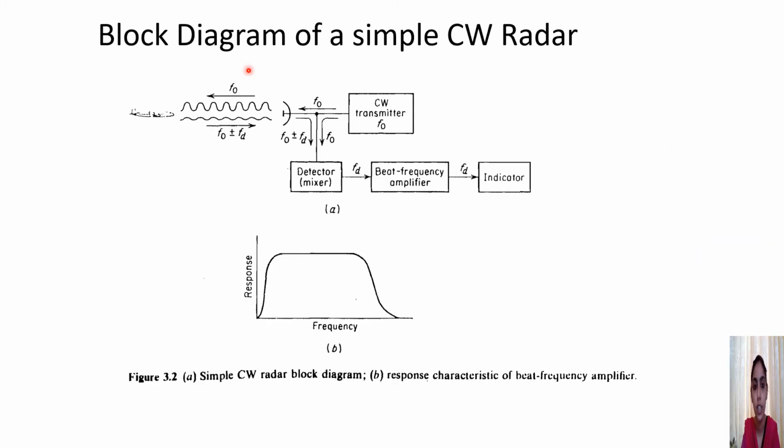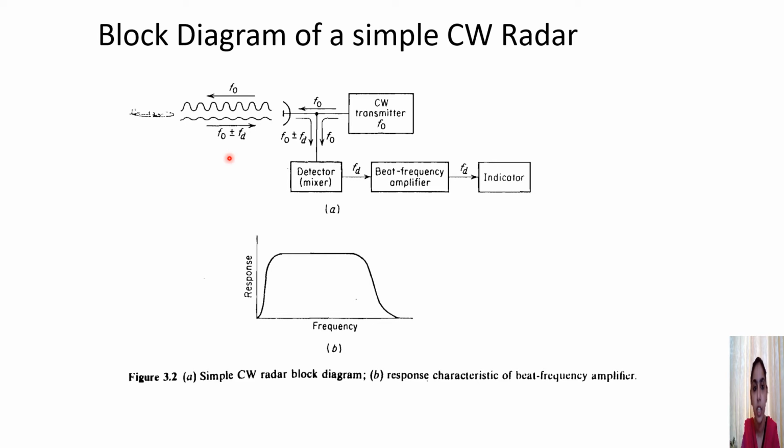Now we have considered the concept of the Doppler effect, which forms the basis of our CW radar, that is, a continuous wave radar. So this is a block diagram of a simple CW radar and its frequency response characteristics. Suppose we have a transmitter transmitting a continuous wave of frequency f0.